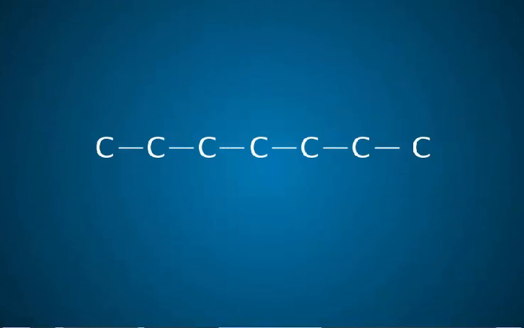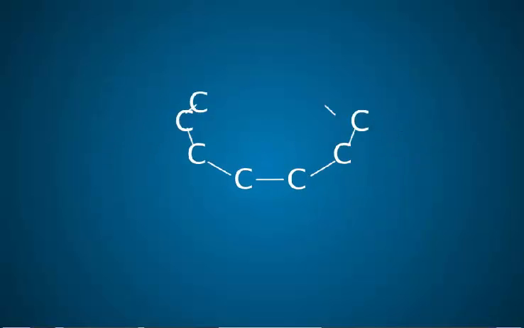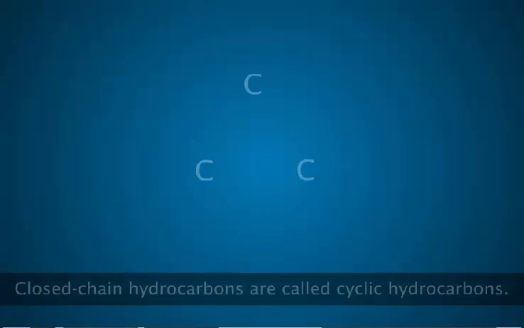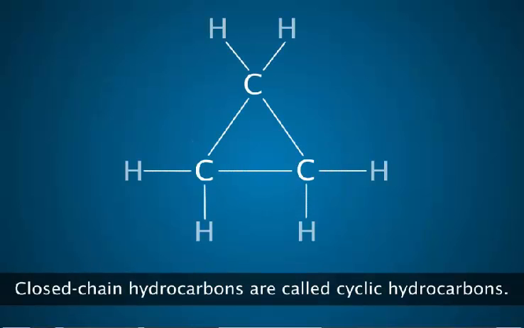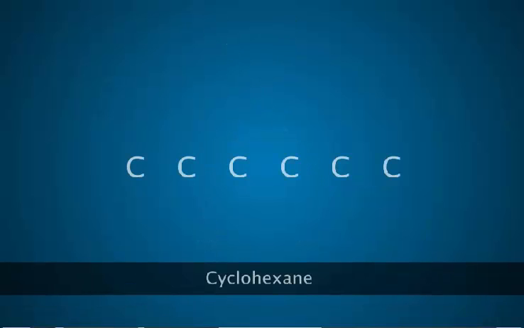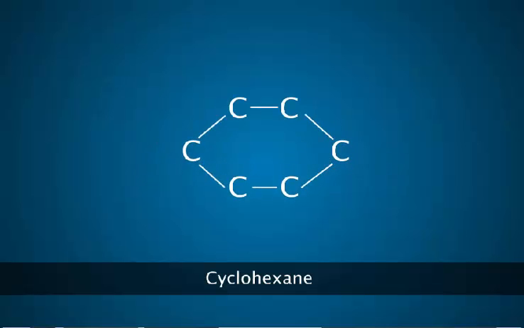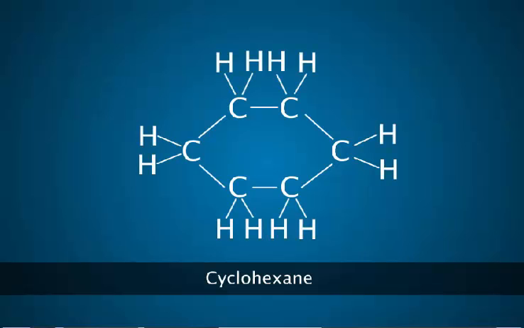In addition to straight and branched carbon chains, some compounds have carbon atoms arranged in the form of a ring. Such closed-chain hydrocarbons are called cyclic hydrocarbons. Now, let us consider the example of a hydrocarbon with 6 carbon atoms. If we close the carbon chain and fill up the remaining valences with hydrogen atoms, we get the hydrocarbon cyclohexane. Its molecular formula is C6H12.